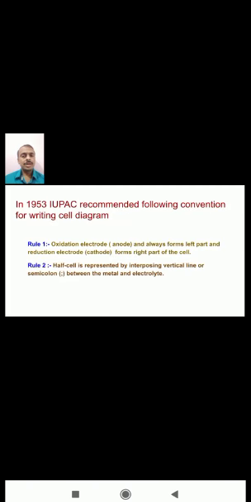Now, while writing electrochemical cells on paper or on the board, we have to represent the electrochemical cell, and there are some rules for representing it. The cell diagram is an abbreviated representation of an electrochemical cell, and the cell consists of two half cells which are in contact with the metal ion solution. One electrode involves oxidation at the anode, while the other involves reduction at the cathode. In 1953, the IUPAC recommended the following convention for writing the cell diagram.